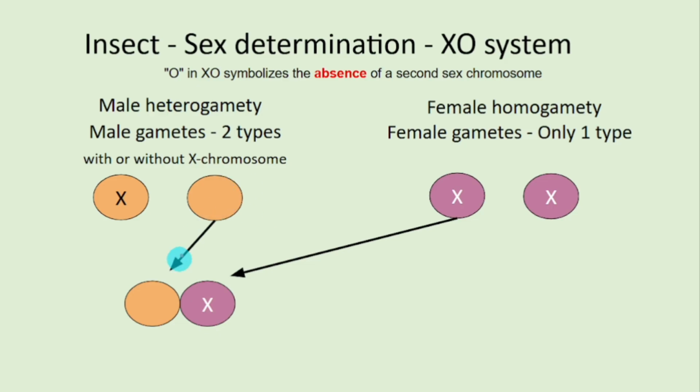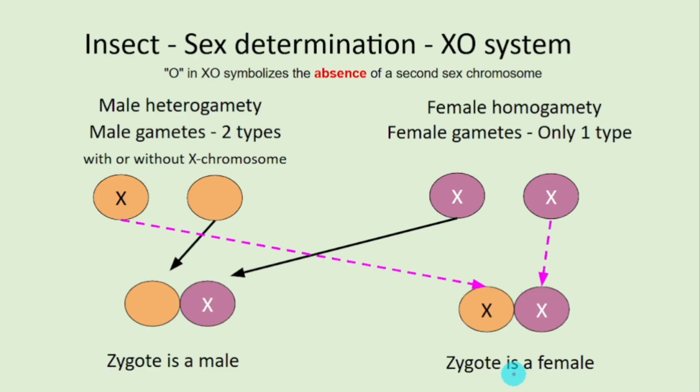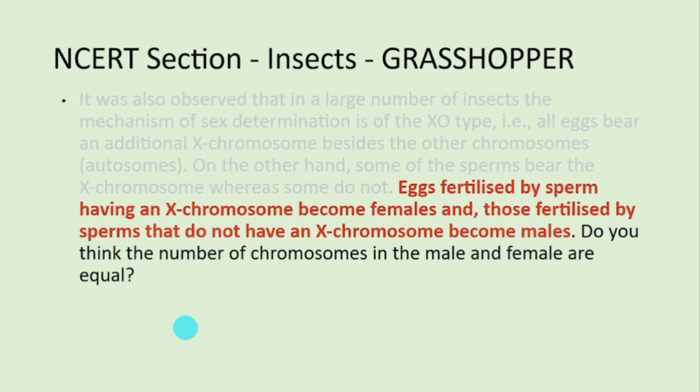So when the gamete without X fertilizes with a female gamete, the zygote will be male. On the other hand, when two gametes both having one X chromosome fertilize, the zygote will be female. Okay, so this is called the XO system. The other sex chromosome is absent. In case of grasshopper, eggs fertilized by sperm having an X chromosome become female, and those fertilized by sperms that do not have an X chromosome become male. So keep this thing in mind. This can be asked in statement based questions.